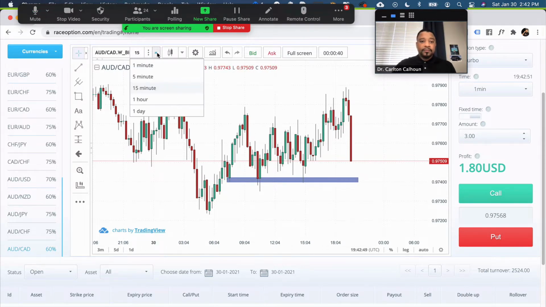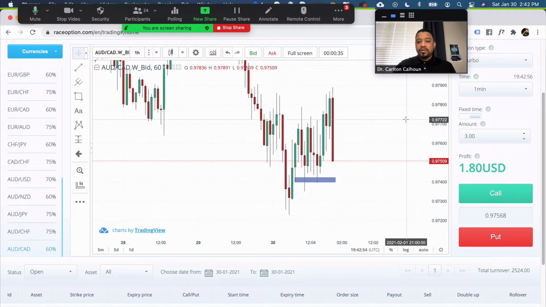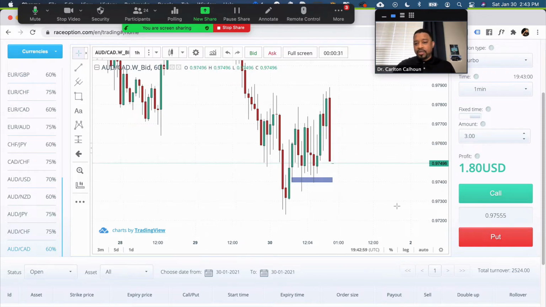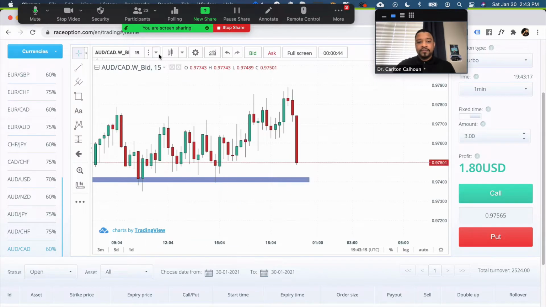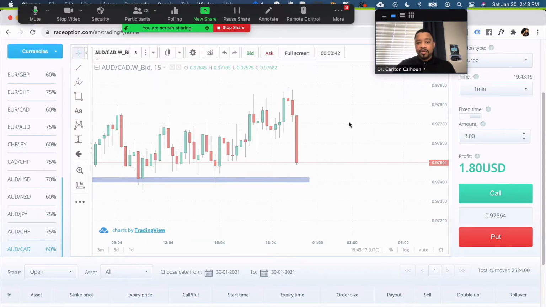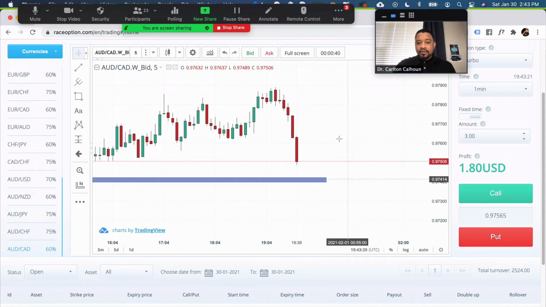So I do everything that I do on traditional trading. I go up to the hour, see the direction. As you can see, the direction is in the favor of a put. A put is a sell, a call is a buy. The momentum is in the direction of a put. We may be getting a retracement. So I drop down to the 15. No movement. Drop down to the 5. Okay, we're getting some pullback. Drop down to the 1.